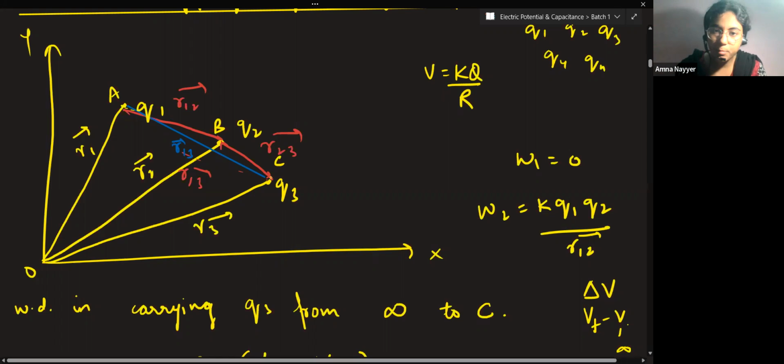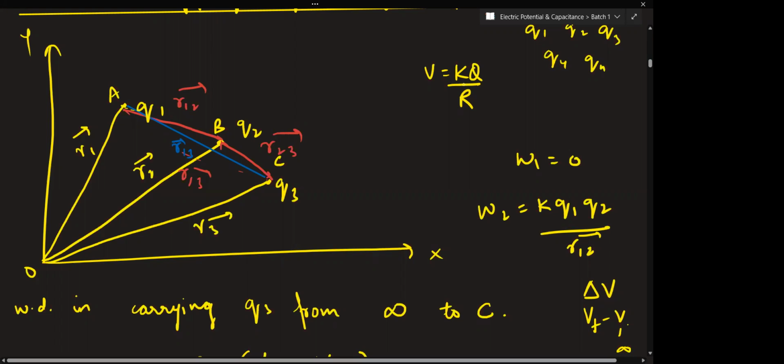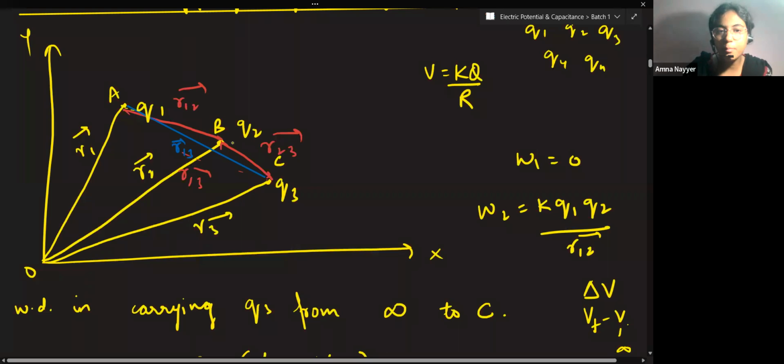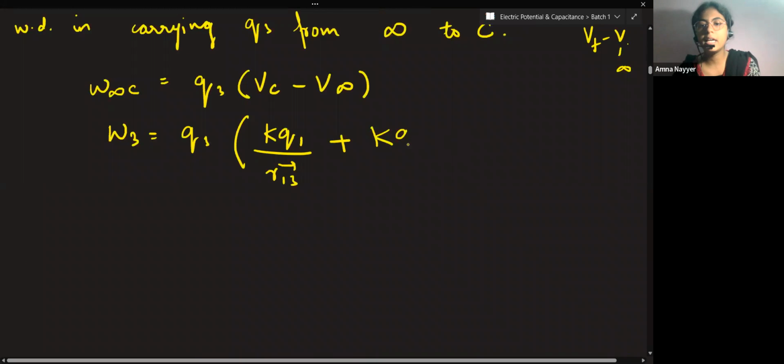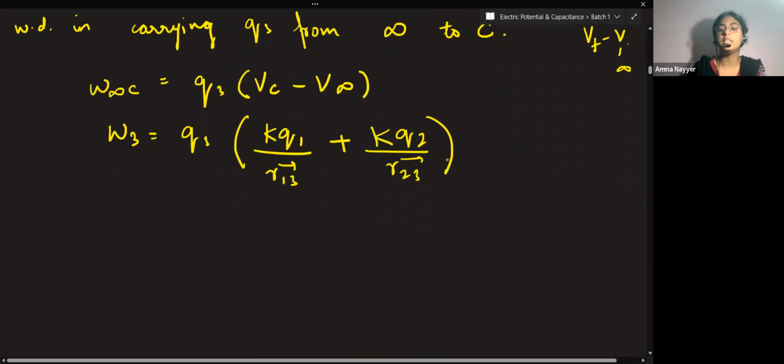So see, at point C, the potential is generated by Q1 as well as by Q2. Q1 we have discussed. If we are talking about Q2, just focus on Q2. Q2 is your charge. So it will be K Q2 divided by R23. Perfect, because the separation between the point and the charge is R23. Now you got the whole potential for it. So this is K Q2 divided by R23. This is the work done, W3.